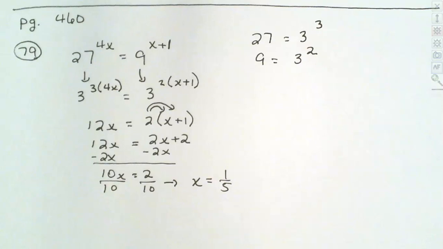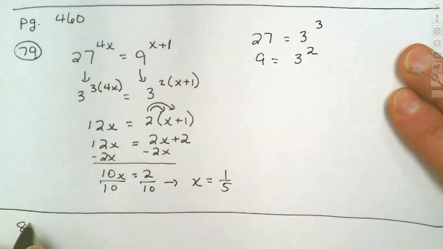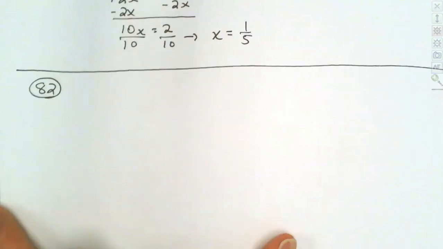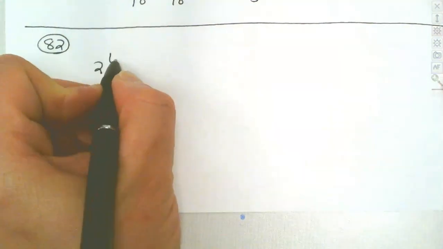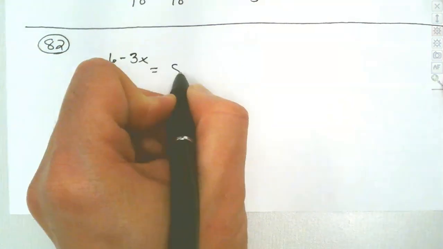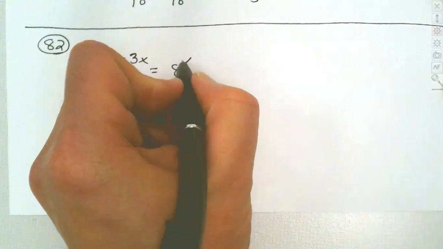Okay, let's see how we would look at question... let's see. How about we look at question 82? So let's look at question 82 now. And this one again is similar to what we've done before. We've got a 2 to the 6 minus 3x power equals 8 to the x plus 1 power.